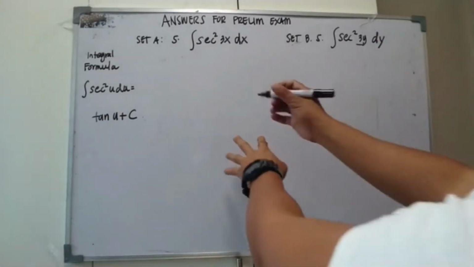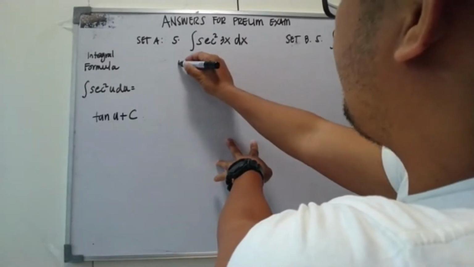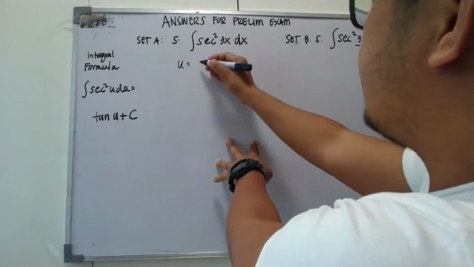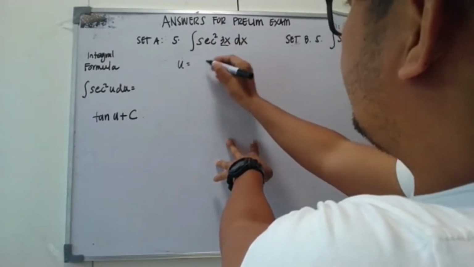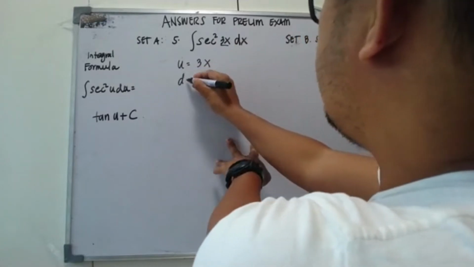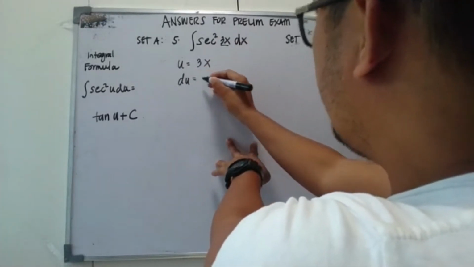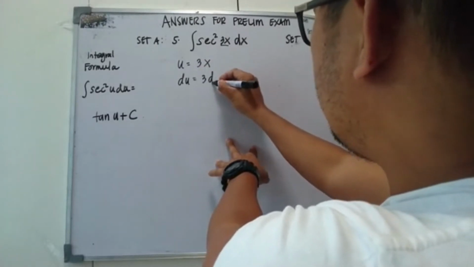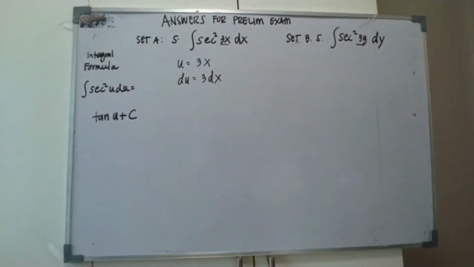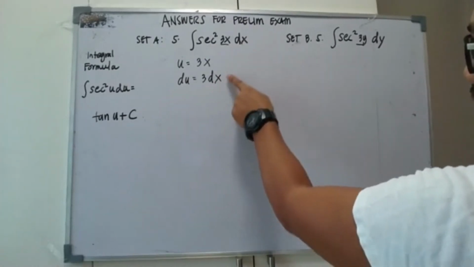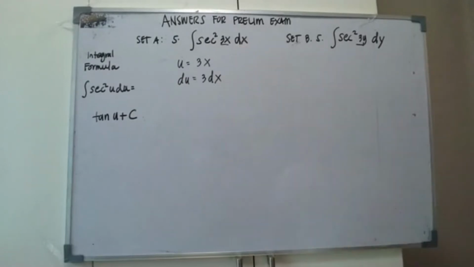So, here, what is your u? Find first what u is. U here is 3x. This is your u, 3x. Then, determine the derivative of your u. The derivative of 3x is 3 dx. Okay? So, if you notice, your du should be 3 dx, but here you only have dx. So, you introduce a neutralizing factor.